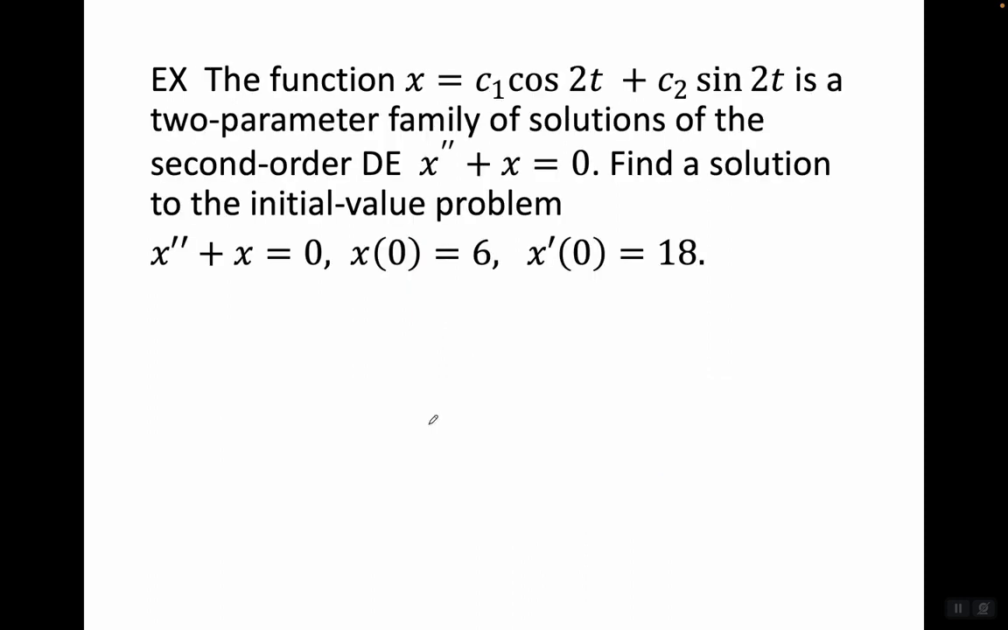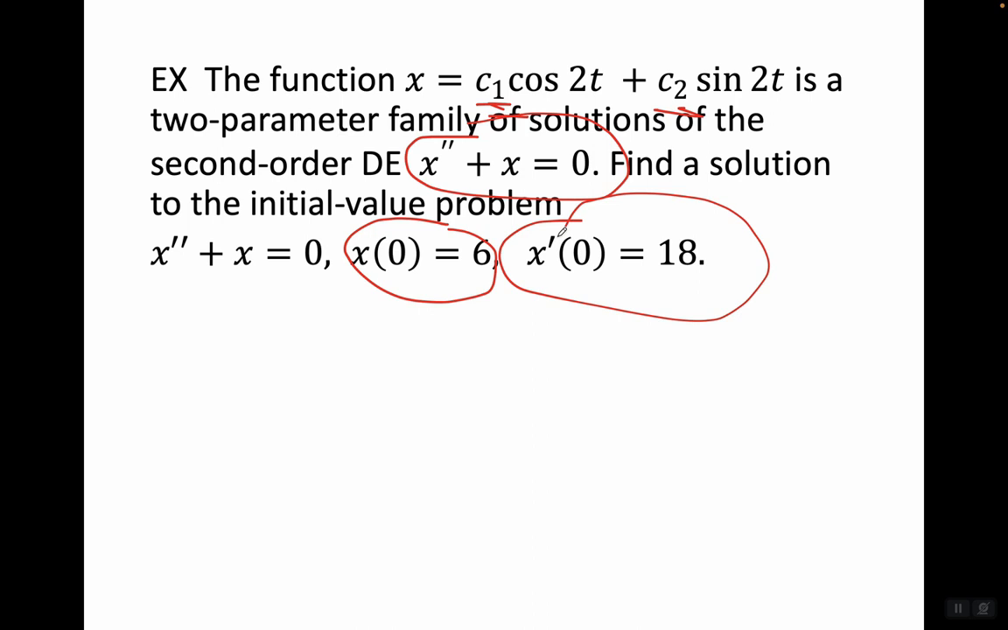The function x equals c1 cosine 2t plus c2 sine 2t is a two-parameter family of solutions of the second order differential equation x double prime plus x equals 0. Find a solution to the initial value problem x double prime plus x equals 0, x of 0 equals 6, x prime of 0 equals 18. Okay, this is a two-parameter family of solutions because you have c1 and c2 as parameters. We know that that's going to be the solution to this differential equation. And so to find a solution to an initial value problem, since there are two parameters, we need two initial conditions. So we're told that x of 0 equals 6 and x prime of 0 is 18.